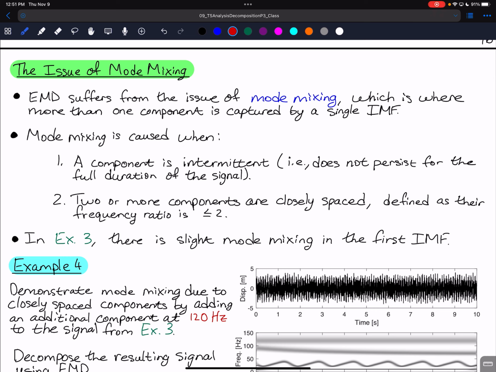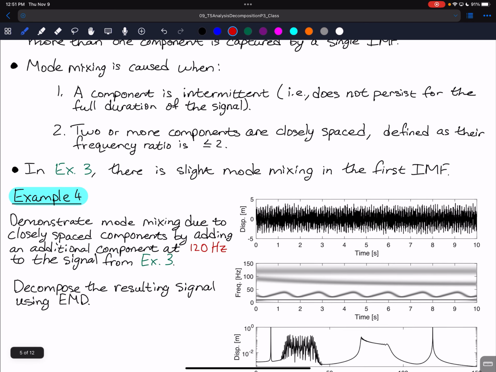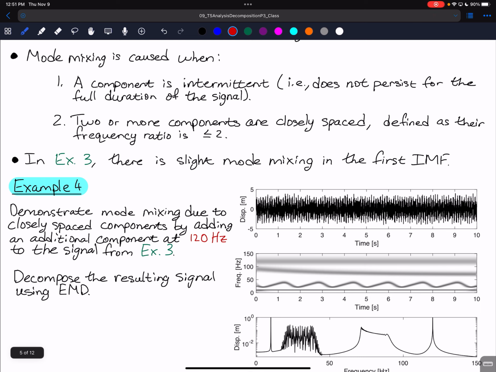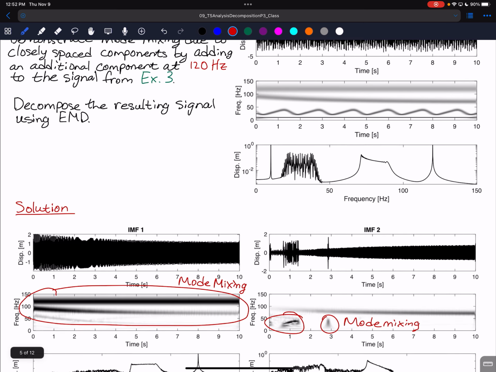Like I said, in example 3 there is slight mode mixing. We're now going to look at an example where we'll have extreme mode mixing. I've just taken that signal from example 3 and added an additional component at 120 hertz, just another sinusoid without any time-varying frequency content. You can see the signal on the right, along with the wavelet transform and the Fourier transform. We're just going to apply the regular EMD and take a look at what that looks like.